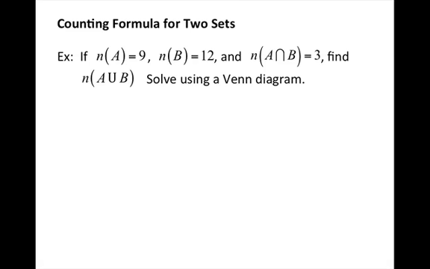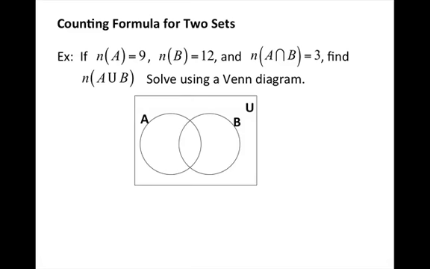So set A contains 9 elements, set B contains 12. These sets overlap because they have an intersection and it contains 3 elements. And I want to find out what are the total elements in A and B. So let's look at a Venn diagram. And again, I draw sets A and B overlapping because the intersection did have 3 elements in it. Let's begin by labeling that intersection. I know that there are 3 elements in the intersection.